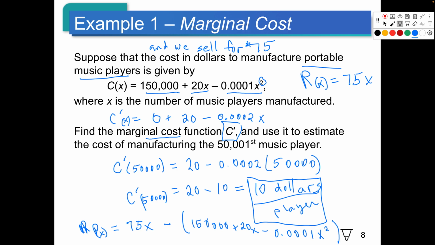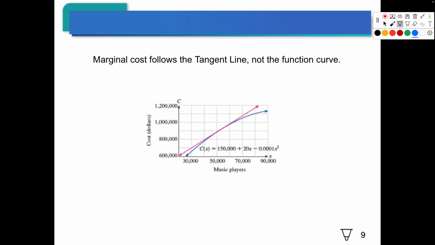Again, you still need the ability to take the derivative. Here's a picture of the same situation. So at 50,000, that's the derivative. Notice when we're doing the marginal, what we're picking up is the slope of the tangent line. The more we make, the less steep that is, the less the marginal is going to be. So the marginal is actually going to decrease the more we sell. So this is a tangent line.